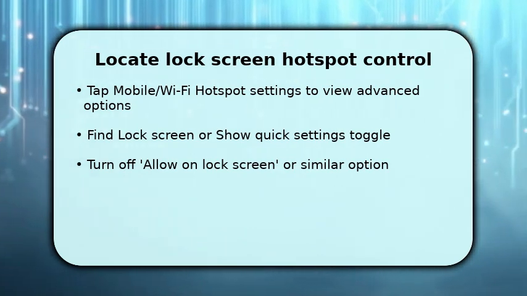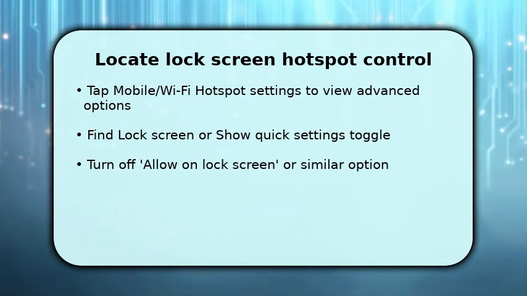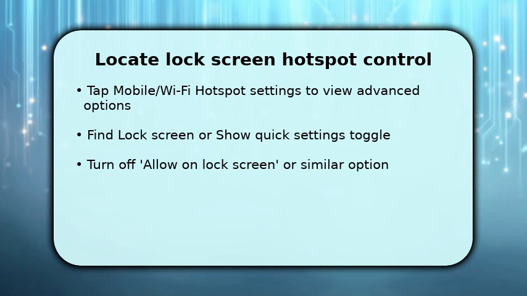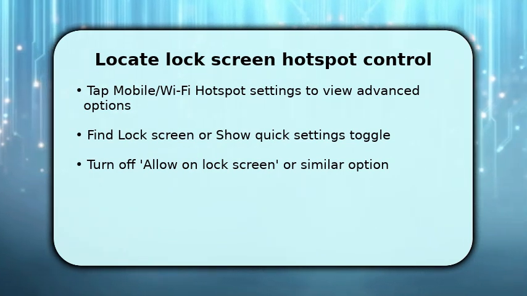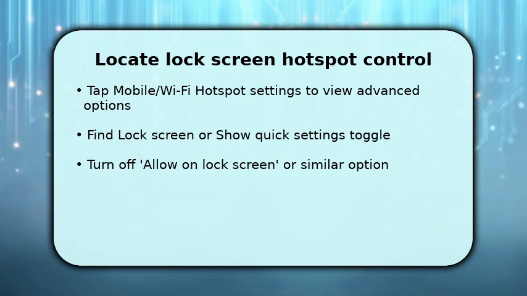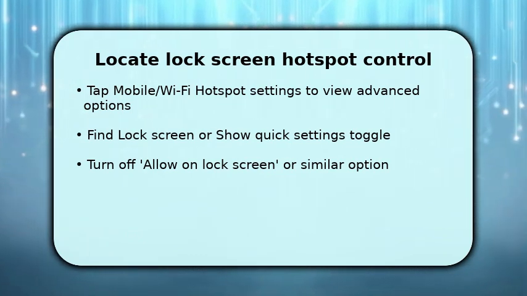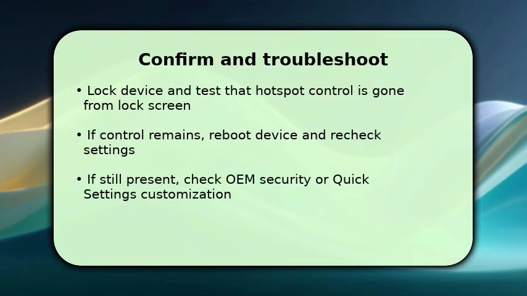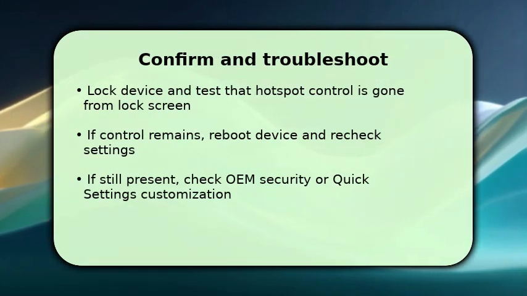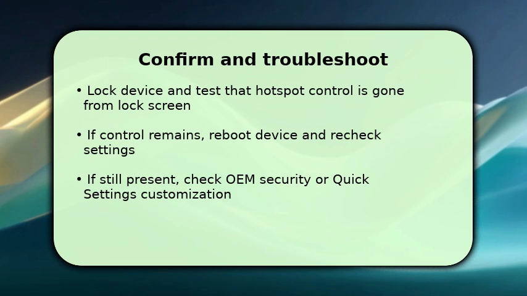Tap that entry and toggle it off so the hotspot control cannot be activated from the lock screen. Make sure to save or back out until changes persist. This prevents anyone without unlock access from toggling hotspot quickly. Finish by locking your phone and verifying the hotspot shortcut no longer appears on the lock screen.